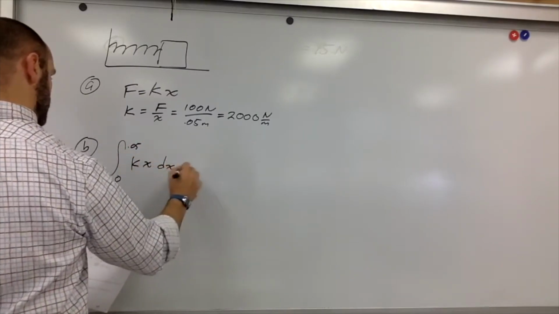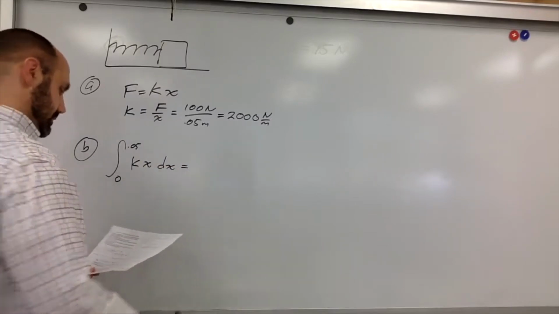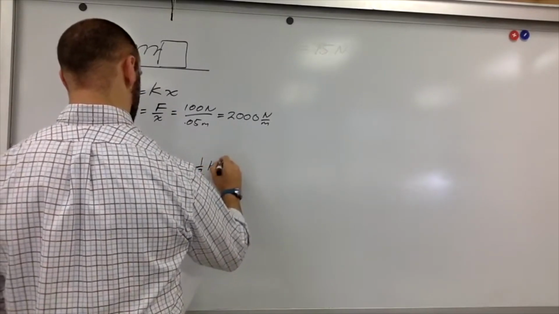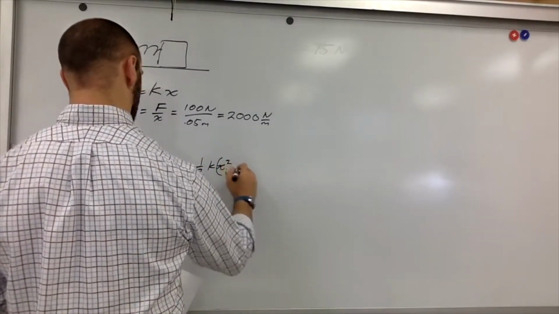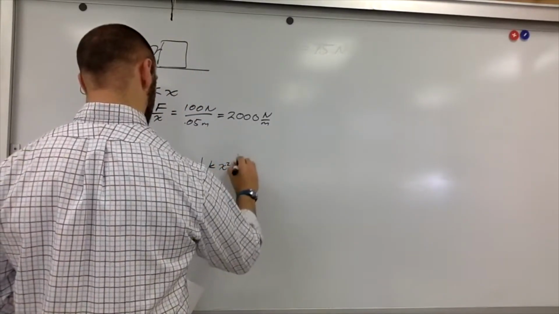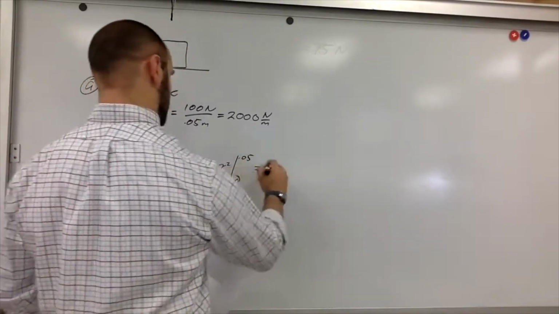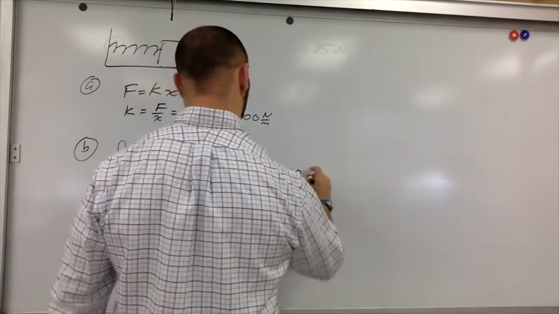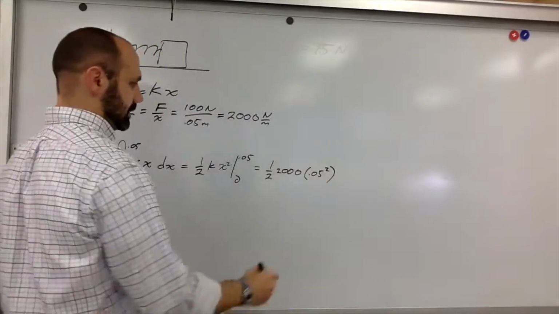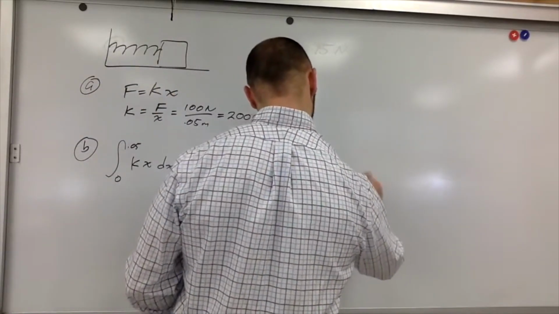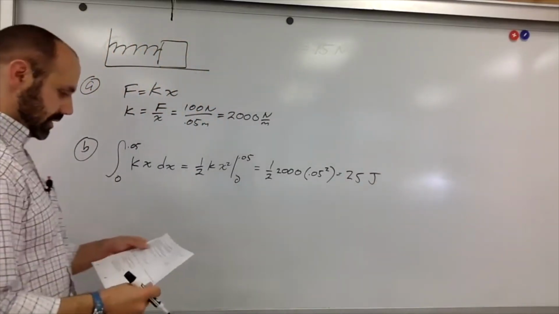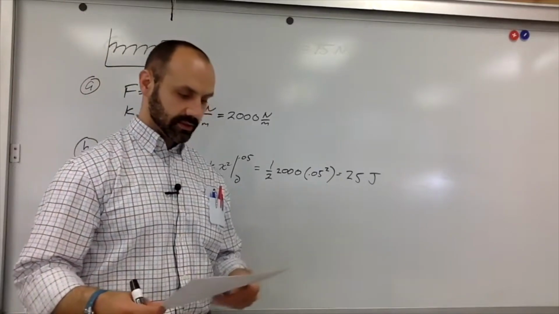Kx dx, this is our function that tells us the force. And so we're going to end up with 1/2 kx squared, from 0 to 0.05. So this is half of 2,000 times 0.05 squared, and then it would just be minus 0. This ends up being 2.5 joules.